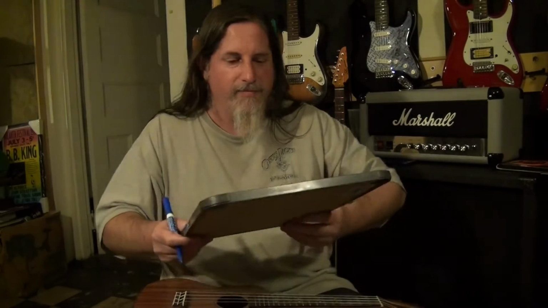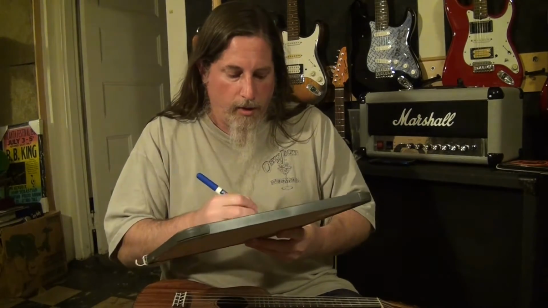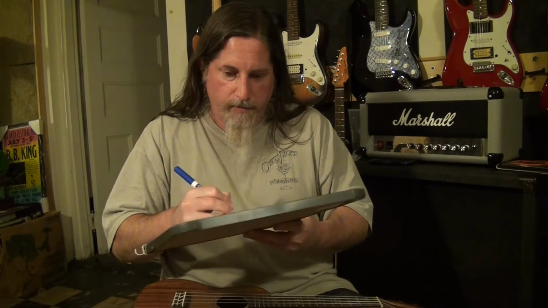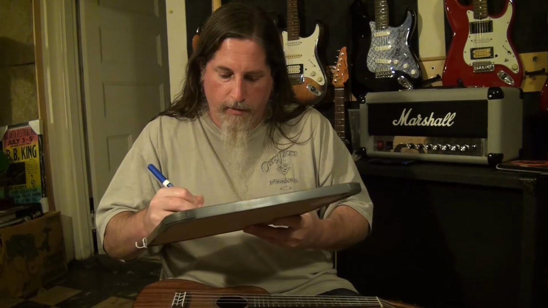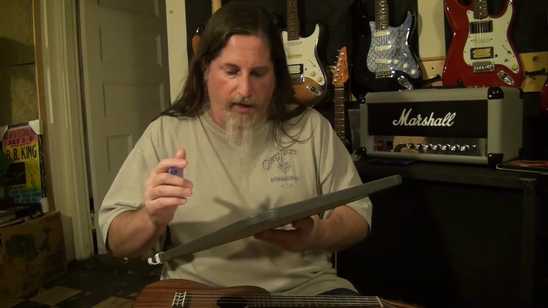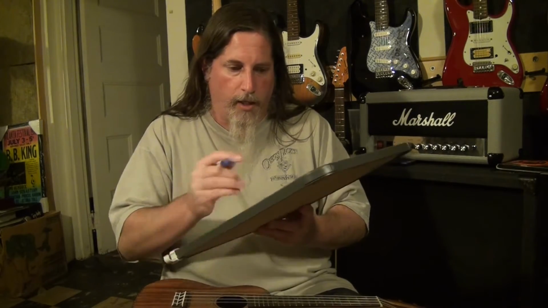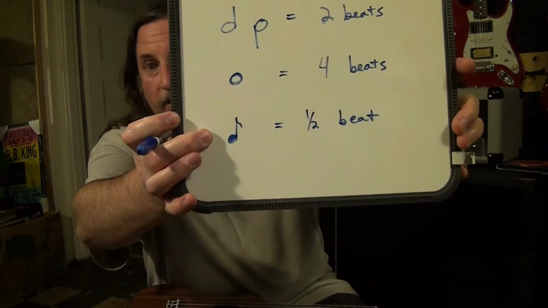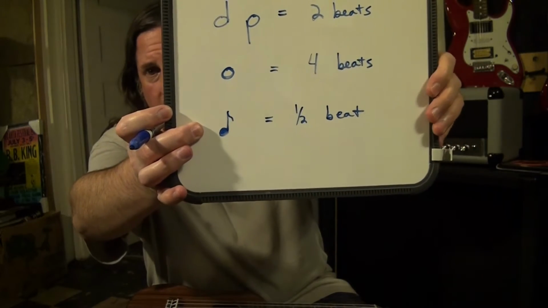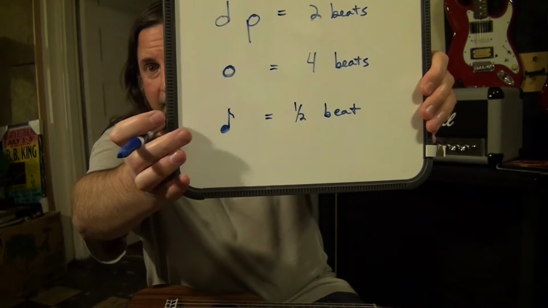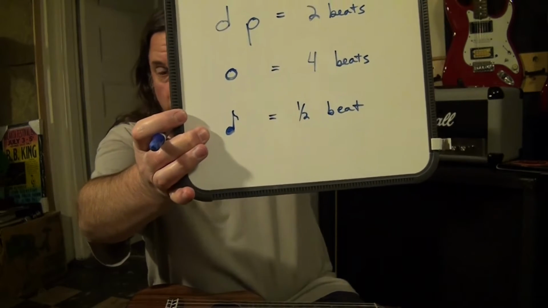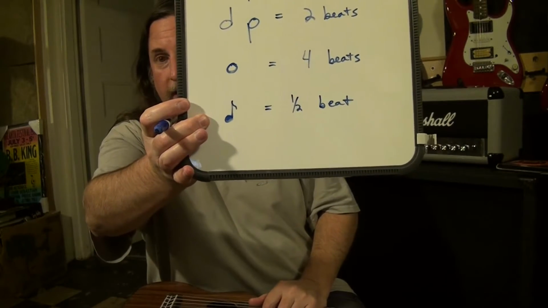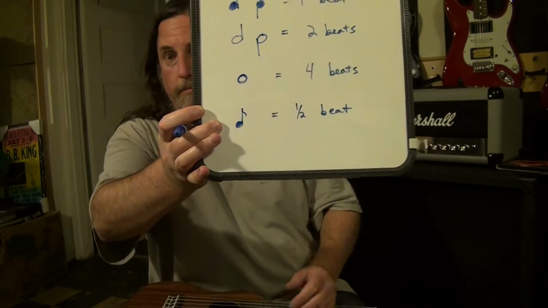Makes sense, right? Okay, now we have something smaller than a quarter note, and it is an eighth note. It looks like a quarter note, but it has that little flag. And that means an eighth note, and that is 1/2 of a beat.